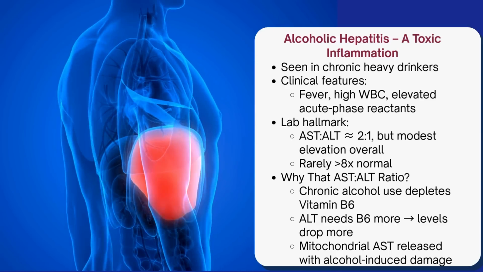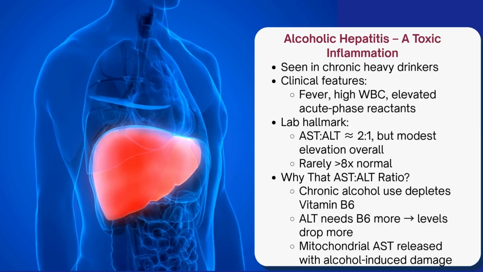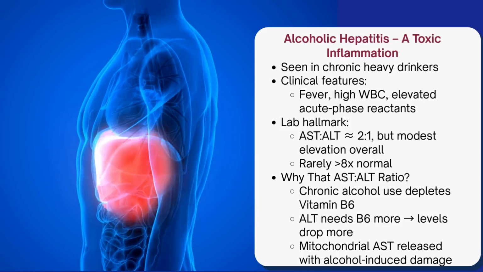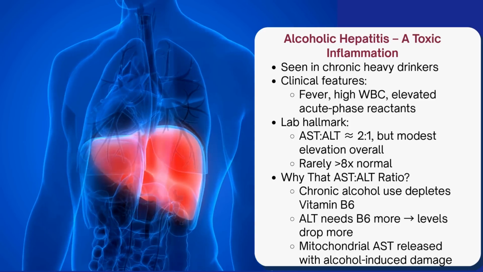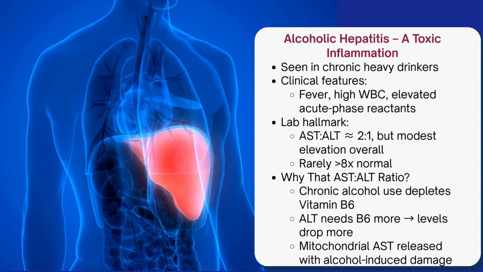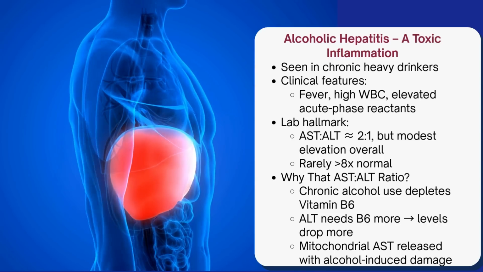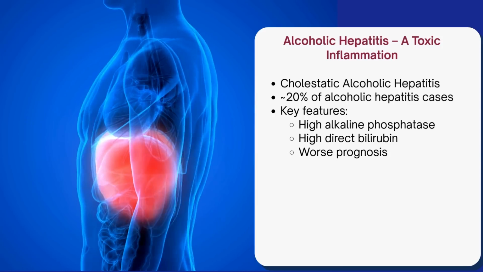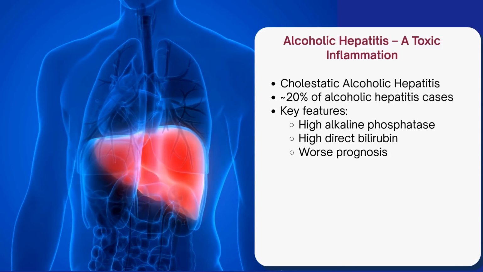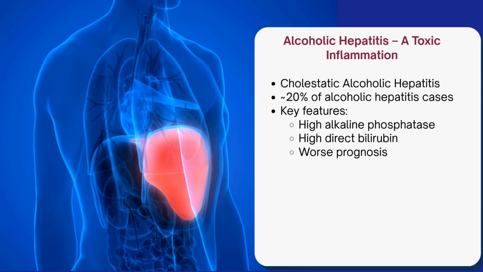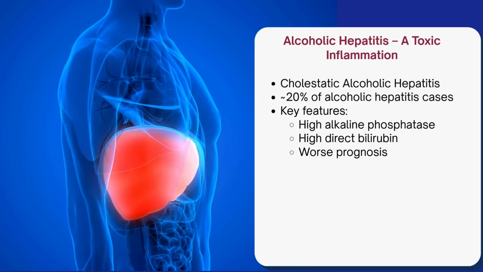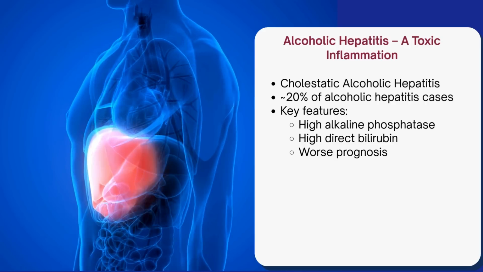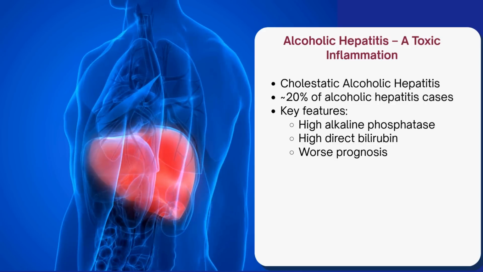Why that ratio? Well, chronic alcohol use affects the liver's vitamin B6 stores, particularly pyridoxal phosphate, which impairs ALT more than AST. Also, mitochondrial AST gets released more with alcohol damage. In about 20% of cases, we see a cholestatic form, with a significant rise in alkaline phosphatase, high bilirubin, and worse prognosis. Again, clinical suspicion is key: heavy alcohol use, AST to ALT ratio of 2, and a white count bump.